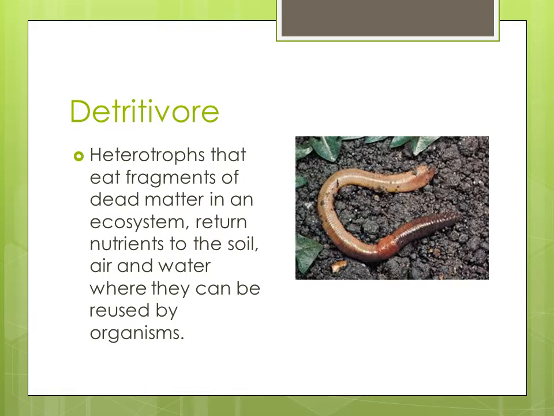It has gotten that last bit of chemical substance out of a dead organism and is able to process that and actually consume it. And so detritivores officially are heterotrophs that eat fragments of dead matter in an ecosystem and return nutrients to the soil, air, and water where they can be reused by organisms.